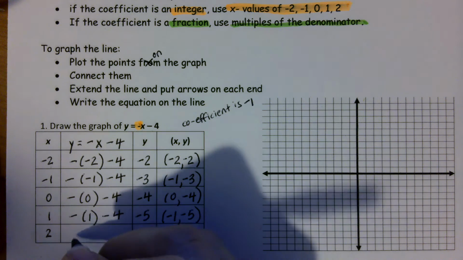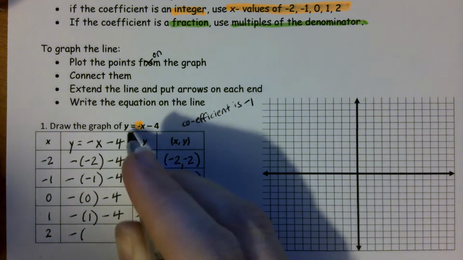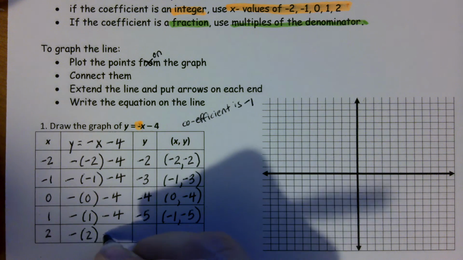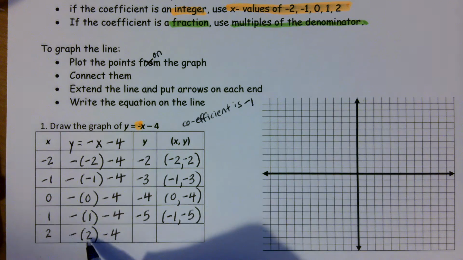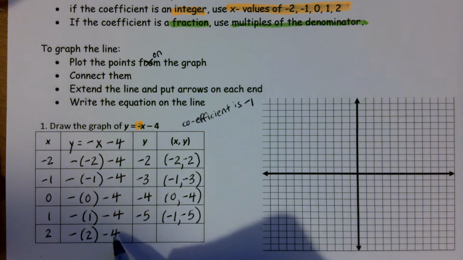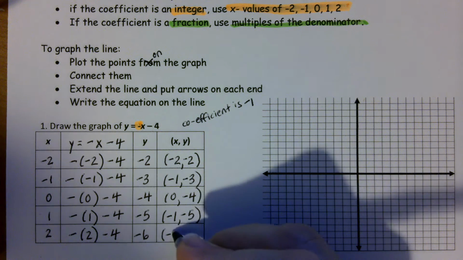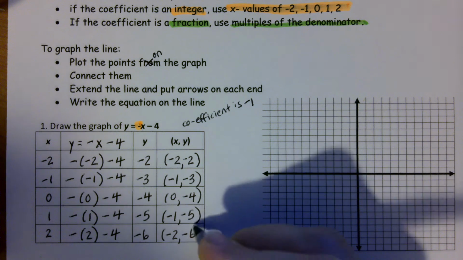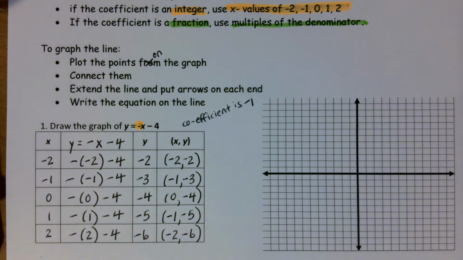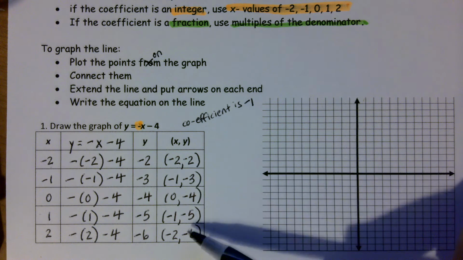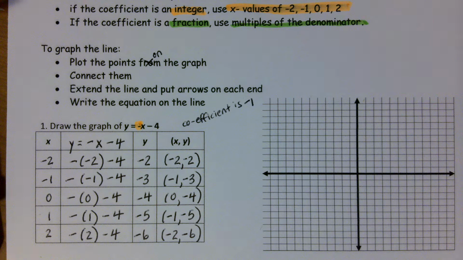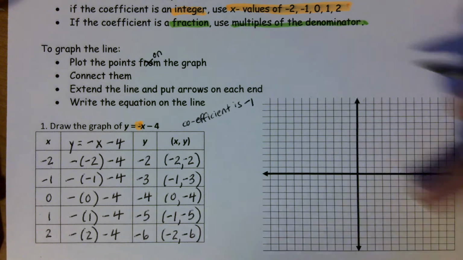Let's try it when x is 2. So I'm going to substitute 2 in for x in my equation. The opposite of 2 is a -2, and -2 minus 4 is a -6. So when x is 2, my y value is -6. I could go on forever like this, but right now we have enough points that we can graph them on this coordinate plane. When I'm ready to graph, the very first thing I'm going to do is label my axes.